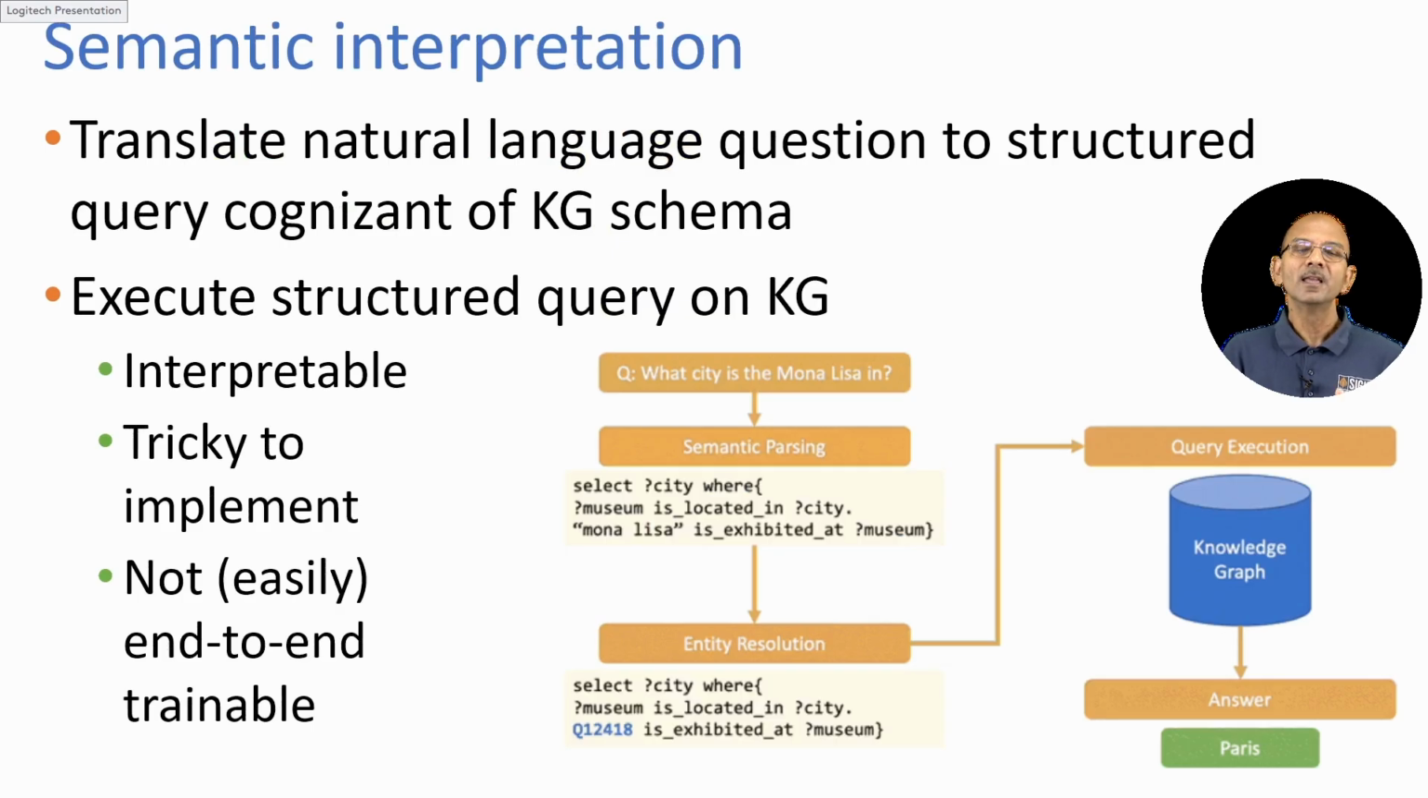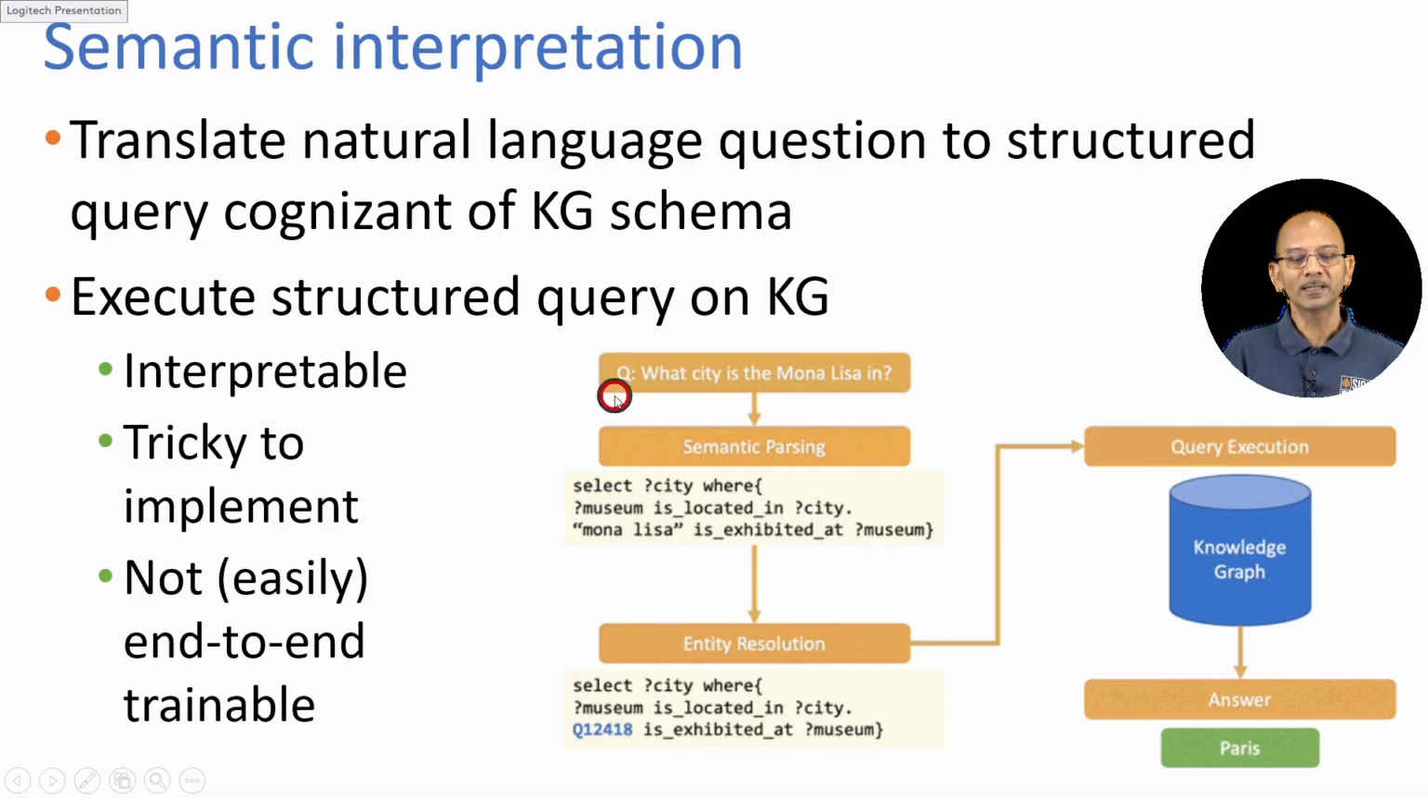So as I was saying, you would like to translate the natural language question to a structured query that is cognizant of the KG schema. And then we want to execute the structured query on the KG. So if we start with "what city is the Mona Lisa in", after semantic parsing, we'll end up with this fairly complicated looking query: select city where museum is located in city and Mona Lisa is exhibited at museum. Will this work for our specific knowledge graph? That depends on the schema.